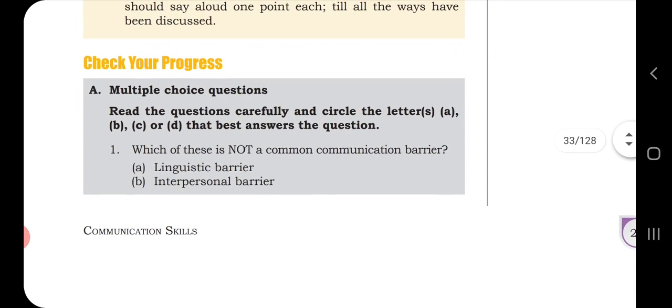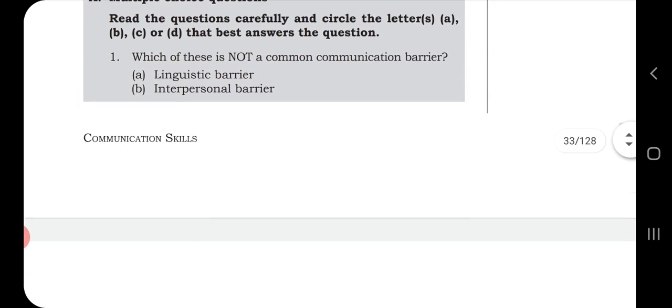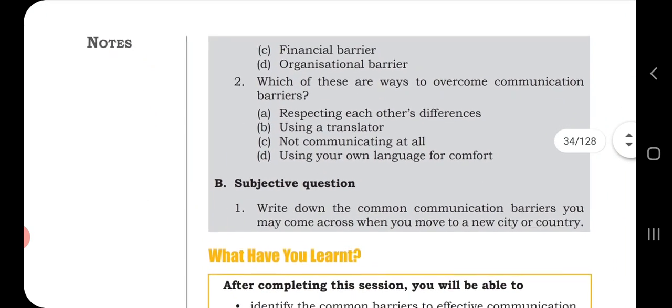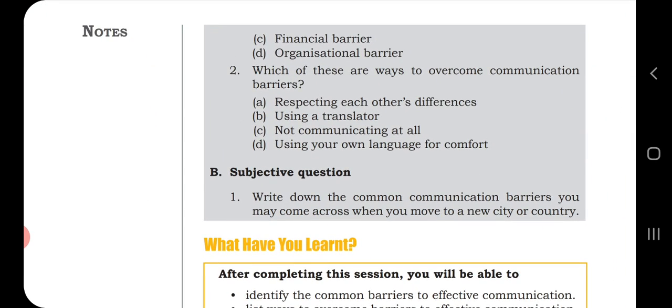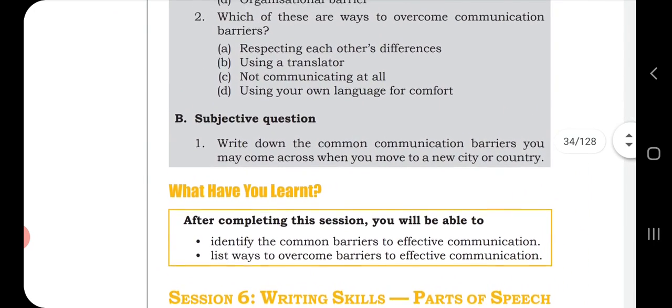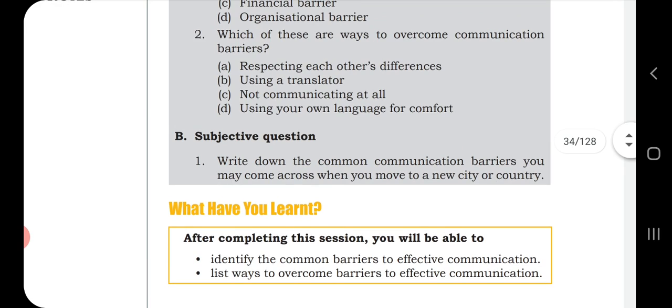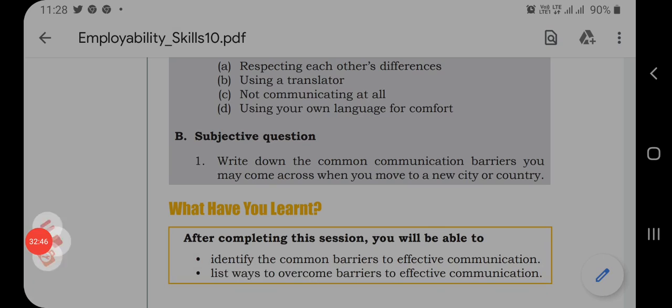So you will solve the exercise, multiple choice questions, only 2 and 1 subjective question. Write down the common communication barriers you may come across when you move to a new city or country. Okay, and here what we have learned. So in this session we are able to identify the common barriers to effective communication, and we have listed out ways to overcome barriers to effective communication. Okay, complete your work and send it to me.